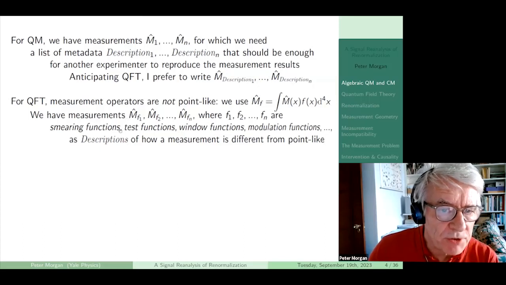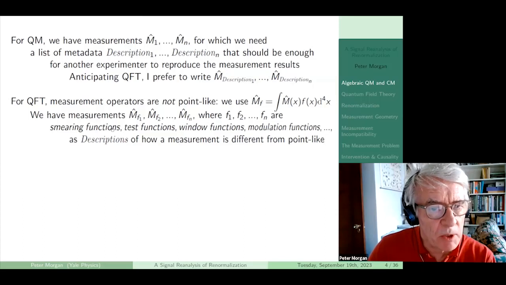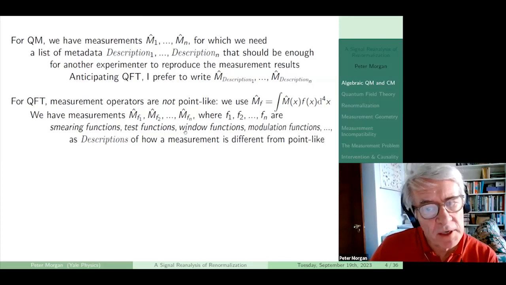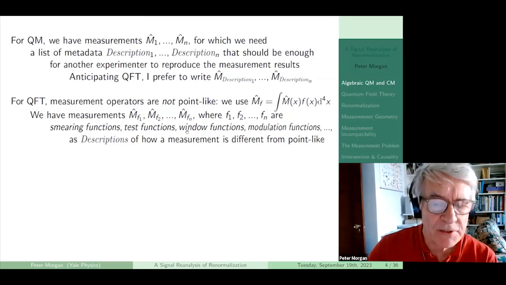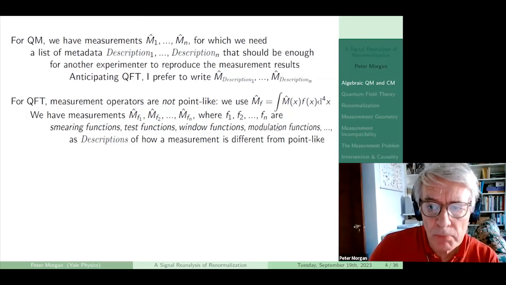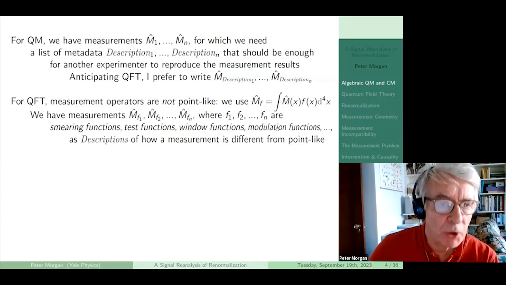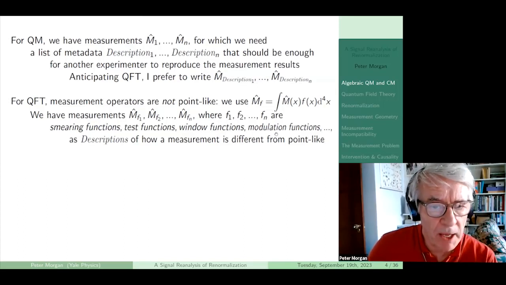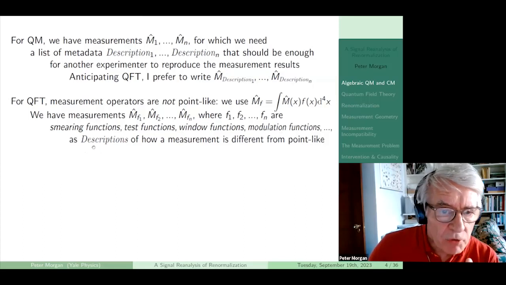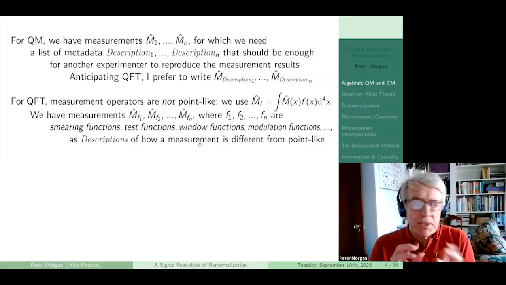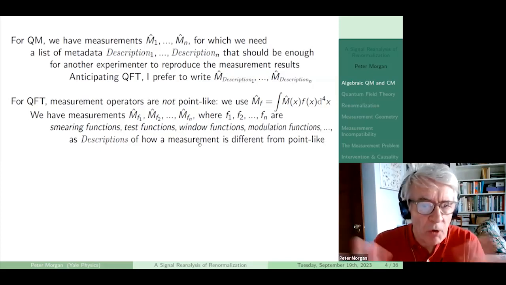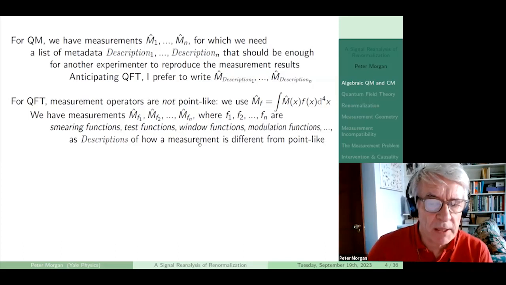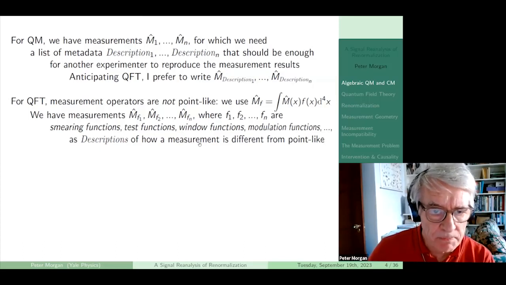And indeed, these test functions, as mathematics typically calls them, we can also call smearing functions. In signal analysis, these are called window functions because they tell us what we're looking at, so to speak. And I'll also call them modulation functions because we can modulate a state by applying them to a state. And these are all descriptions of how a measurement is different from point-like. It might be very small, it might be oblate and cubic or whatever. The test functions tell you what the measurement is.